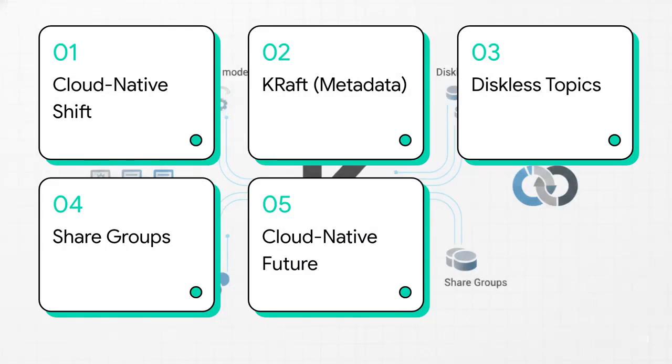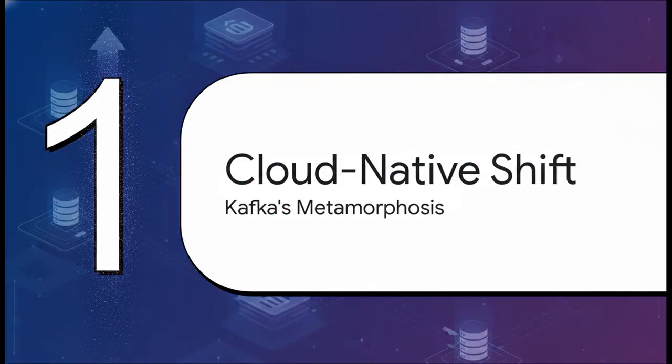We'll start by looking at the overarching cloud-native metamorphosis, and then we'll break down the three pillars of this new architecture. Pillar 1 covers KRaft and metadata. Pillar 2 is all about diskless topics for storage. Pillar 3 dives into share groups for compute, and we'll wrap up by looking at what this cloud-native future means for all of us. Section 1, the cloud-native metamorphosis.